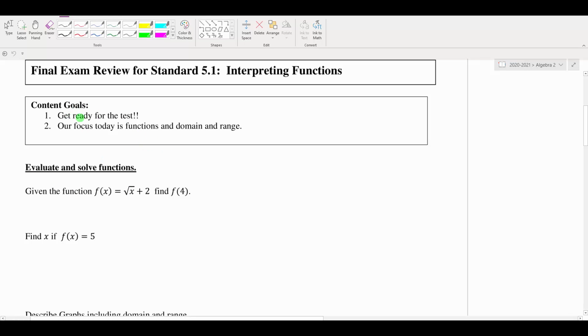Our goals today: we want to get ready for the test, and we also want to focus on functions along with domain and range.